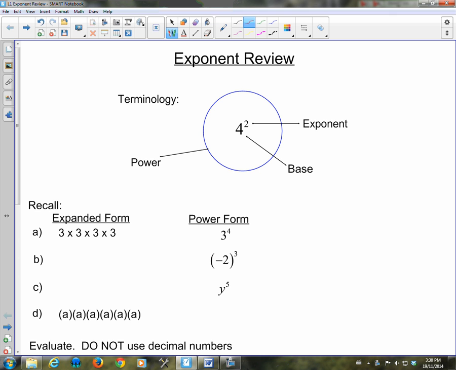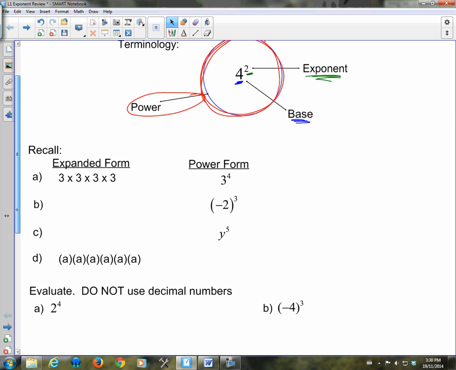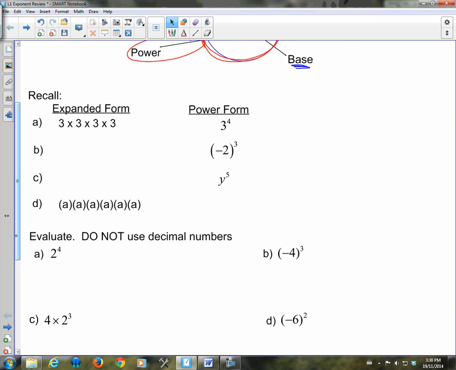The whole thing is called the power. The base is the big number, and the exponent is the small number. So the whole thing is the power, the exponent is the small number, and the base is the big number, what's being multiplied. So first job is to make sure we understand what an exponent means.